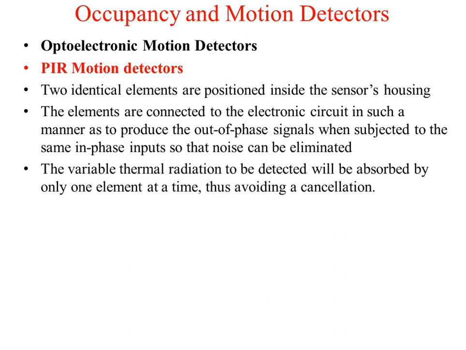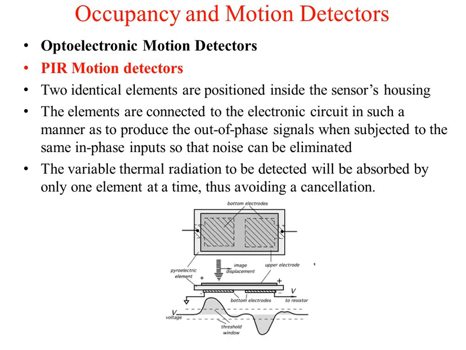So the variable thermal radiation that can be detected will be absorbed by one of the elements at a time, thus avoiding the cancellation. If the radiation is detected by both the elements, then there will not be any output. So one element will capture it first, it will generate some voltage, and the second will capture it later on. So there will be a difference between the two, and that will give you the effective output voltage, and that output voltage will be proportional to the motion. I'll show it in the last diagram how exactly the voltage is generated.